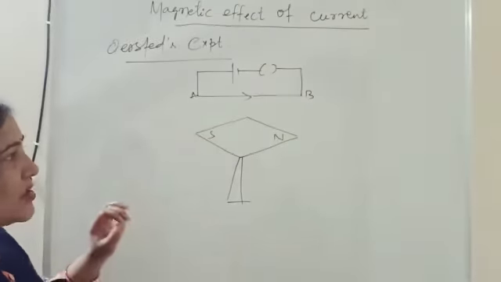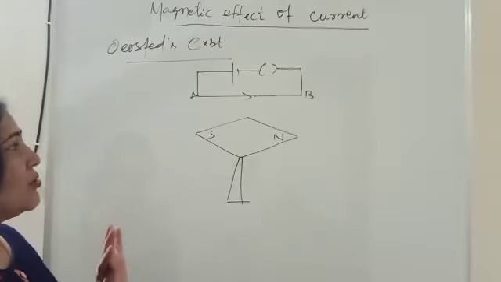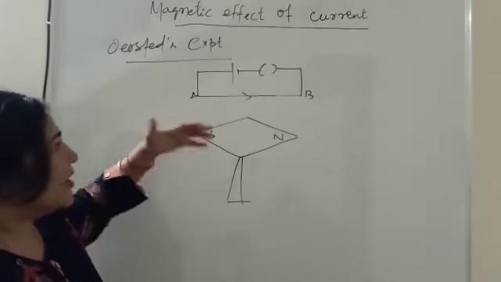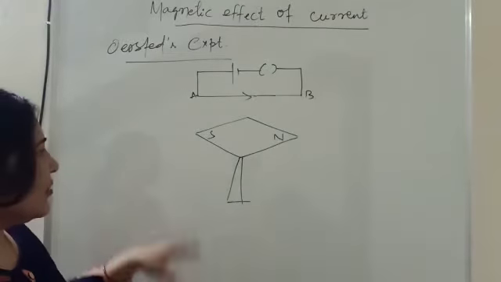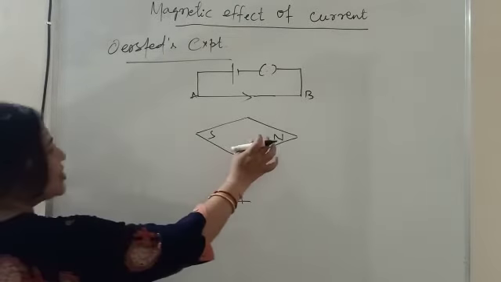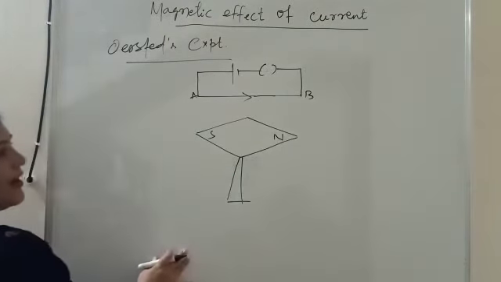So what is the meaning of this one? That means when the current is flowing through a conductor, we can feel the magnetic effect, or you can say the magnetic field is produced. So this is what we are studying in this chapter. Now here, in which direction will the north pole of this needle get deflected?